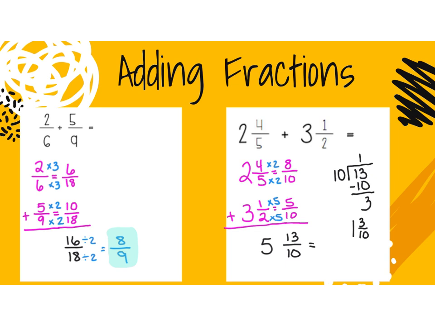is our mixed number. And then we need to add in that 5 wholes at the very end. So 5 plus 1 is 6. And then we keep the fraction 3/10. 6 3/10 is our answer.